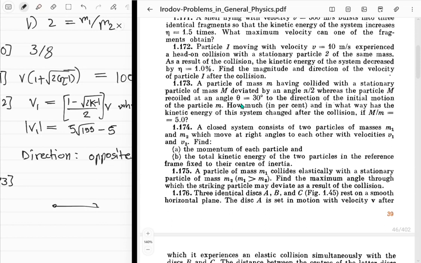So small m was going like this. Capital M was in this way. It went up, right? Because it deviated by angle pi upon 2. And this guy just went like that. So 30 degrees. How much in percent, and in what way has the kinetic energy of this system changed after the collision if capital M upon small m is equal to 5? How much in what percent has the kinetic energy of the system changed after the collision.